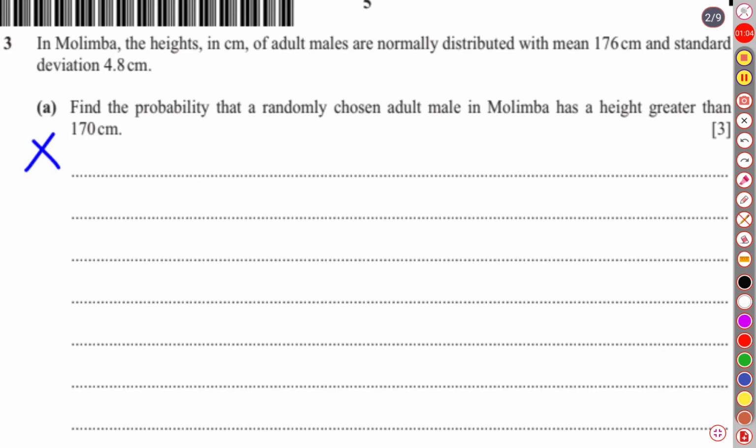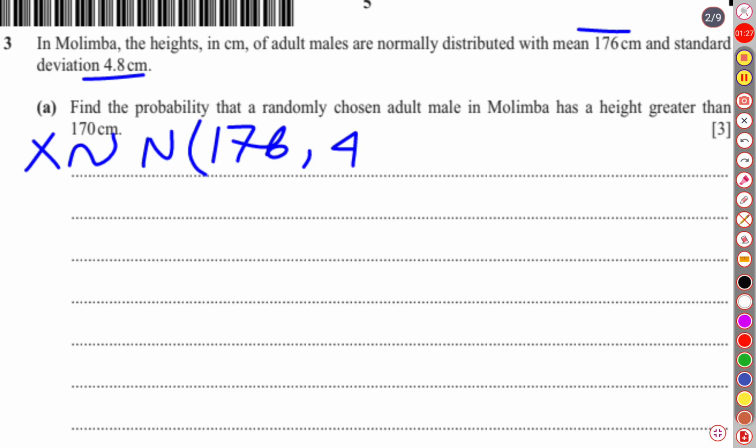X belongs to normal distribution, and the parameters of normal distribution are mean as well as variance. Mean is given as 176, and variance is the square of standard deviation, which is 4.8. Then they have told that a randomly chosen adult male in Molimba has a height greater than 170. So let us find the probability when x is greater than 170 centimeters.